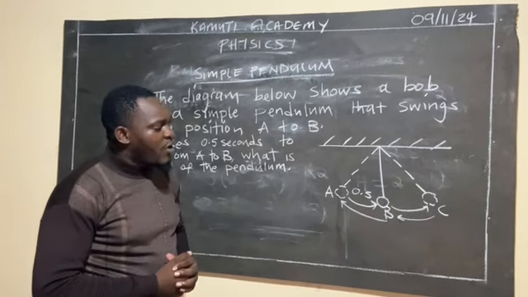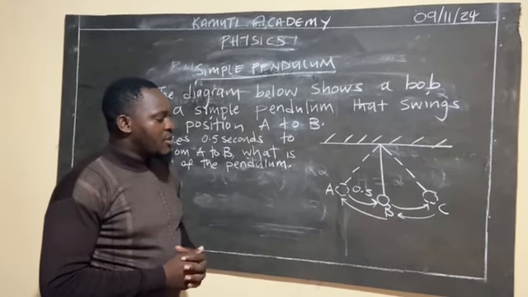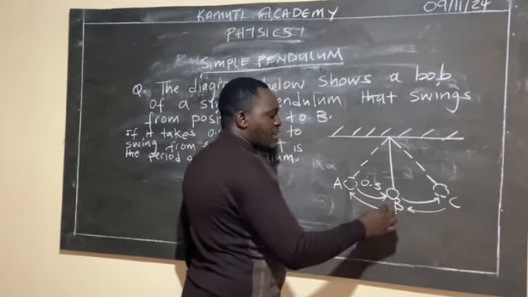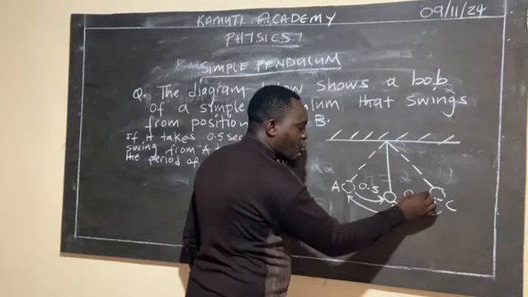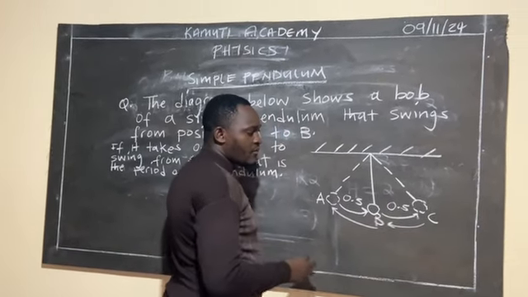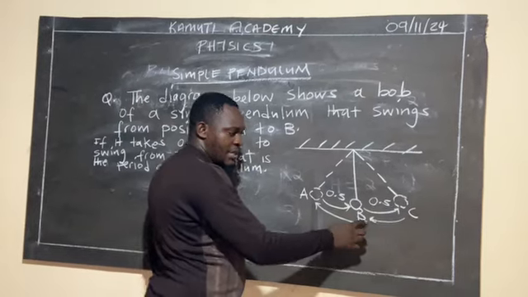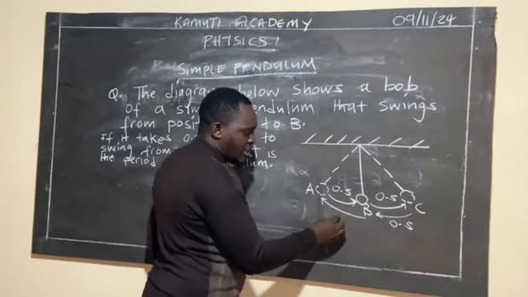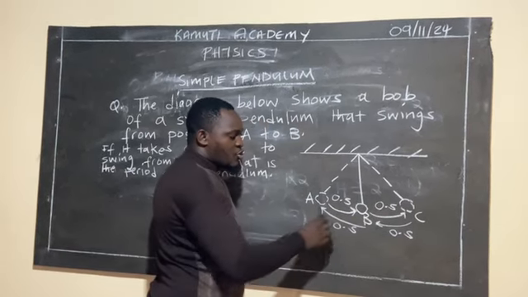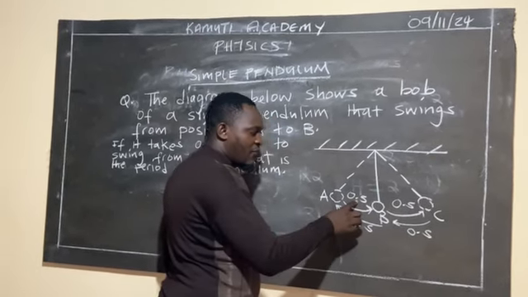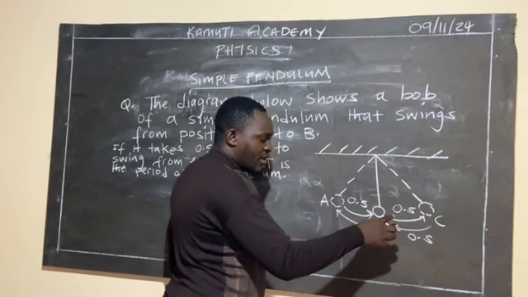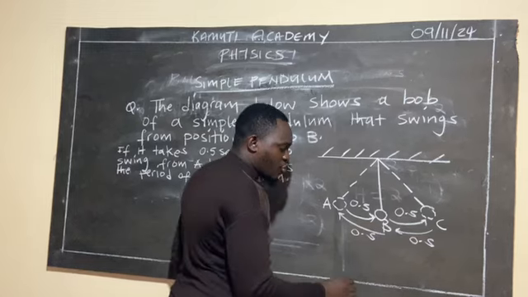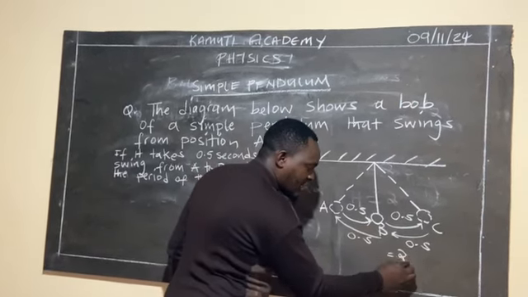There is a formula that we use to calculate the period of a pendulum, but if from A to B it has moved 0.5, then from B to C likely it will also move 0.5. What of from C to B? It will also move 0.5. Then from B back to A, it will move again 0.5. So if we add all these together, 0.5 plus 0.5 is 1, 0.5 plus 0.5 is 1, and 1 plus 1 is 2. So the final answer we get is 2 seconds.